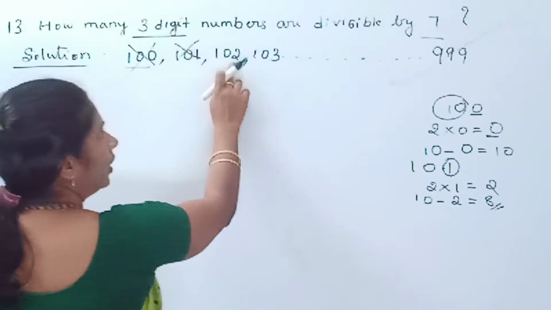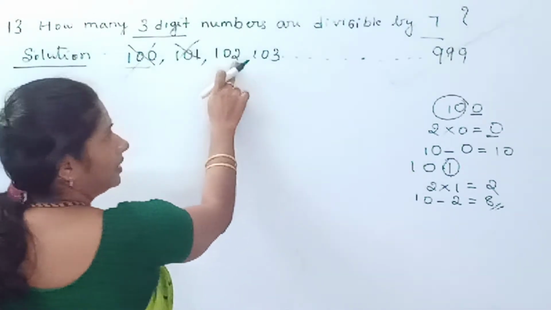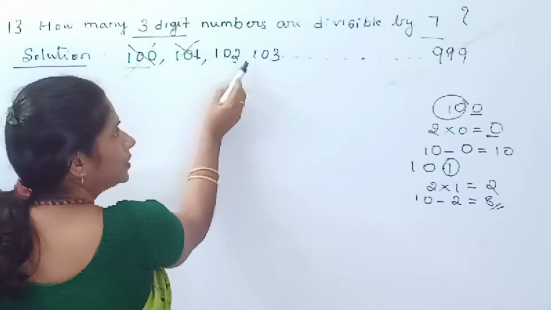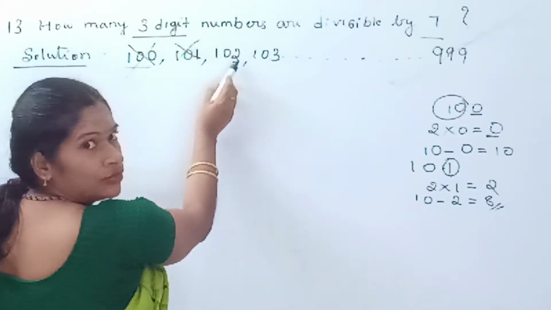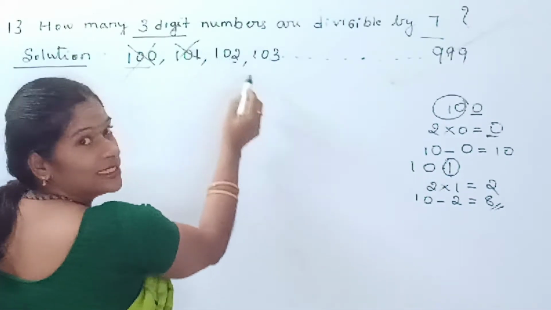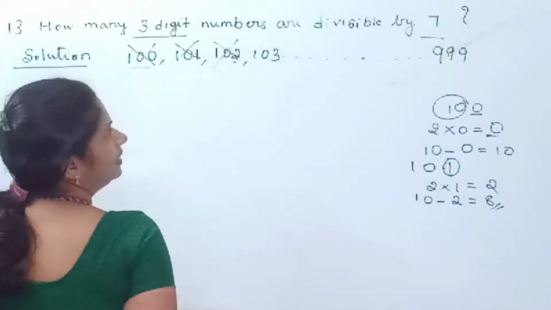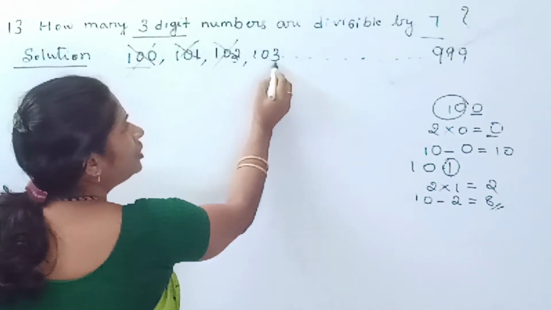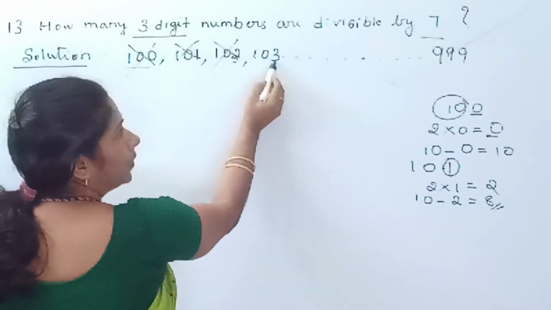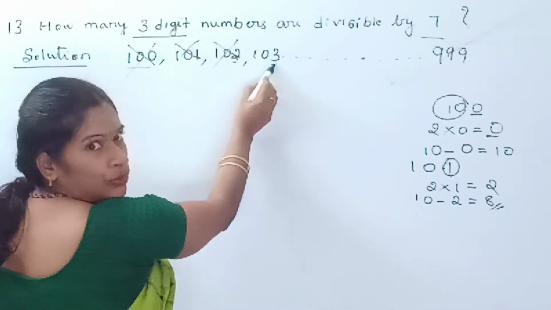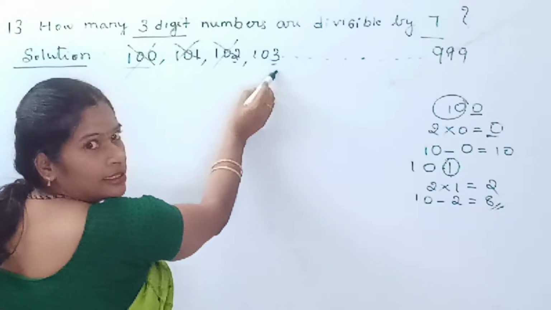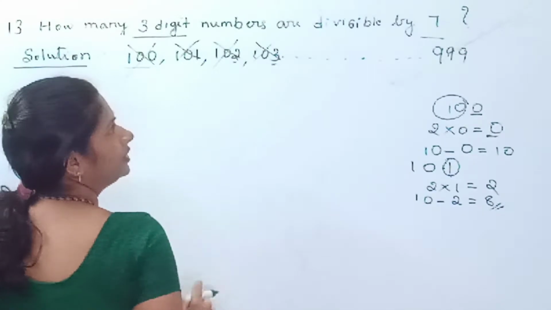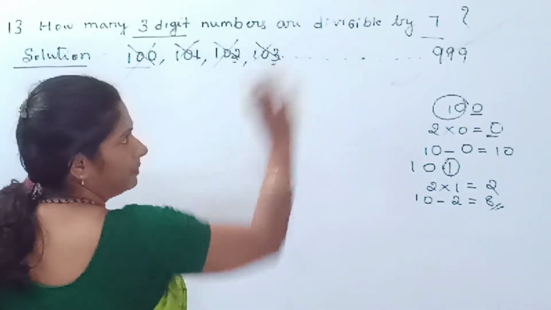Let us check 102. Here you can do it in your mind, children. Twice the unit digit, 2 2s are 4. 10 minus 4 is 6. 6 is not a multiple of 7. So 102 is also not divisible by 7. Let us check 103. Twice the unit digit, 3 into 2, 6. 10 minus 6 is 4. It is not a multiple of 7. So 103 is also not divisible by 7.